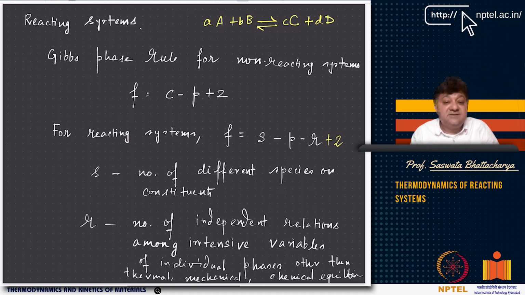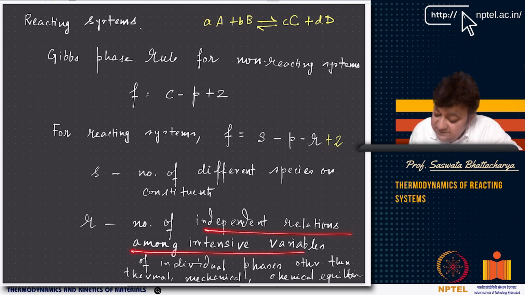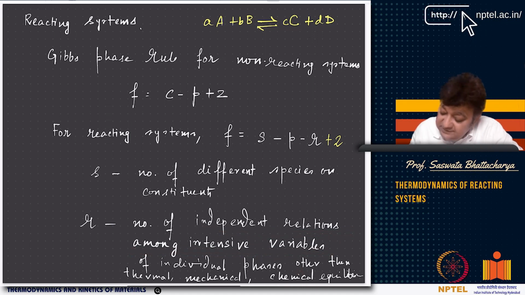In such a reacting system, the Gibbs phase rule, that is the degrees of freedom, is written in a slightly different way, where we also take into account the number of constraints, which is the number of independent relations or reactions among intensive variables other than thermal, mechanical and chemical equilibrium. So these independent relations are nothing but the number of independent reactions. And instead of C I am using S. S is the number of different species or constituents.